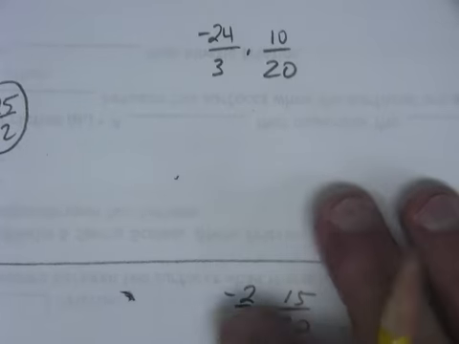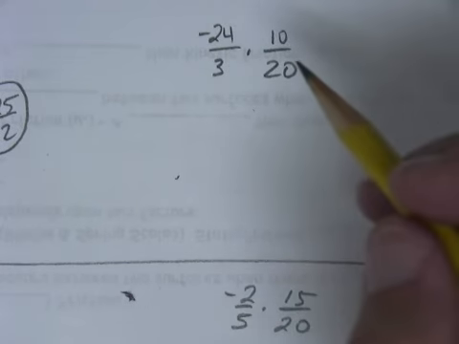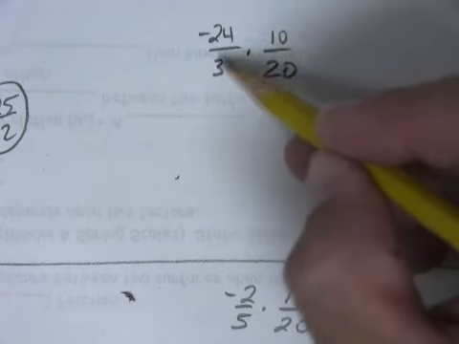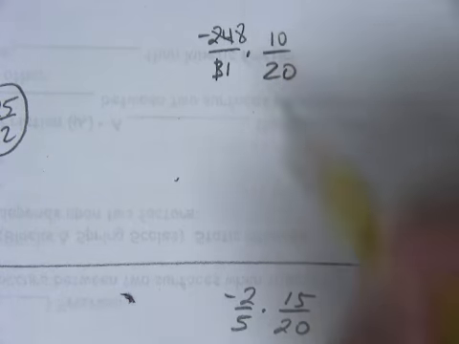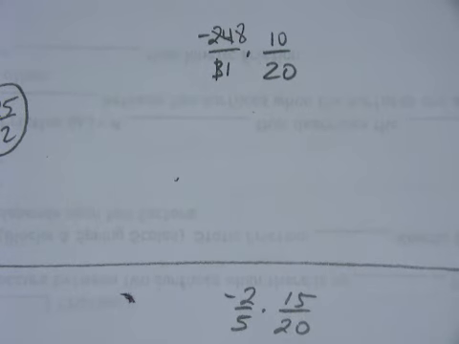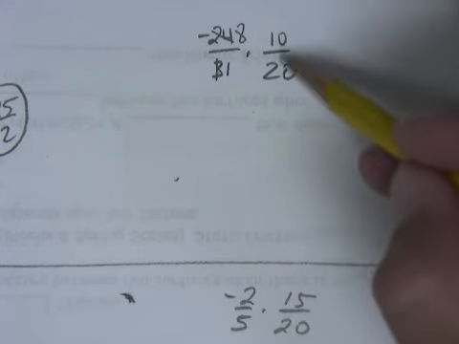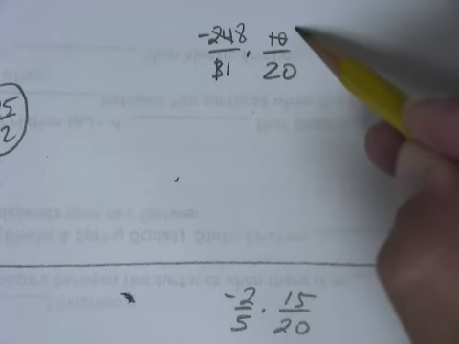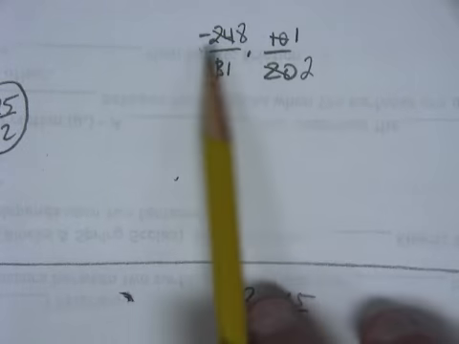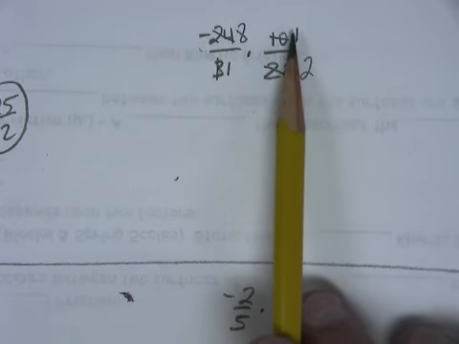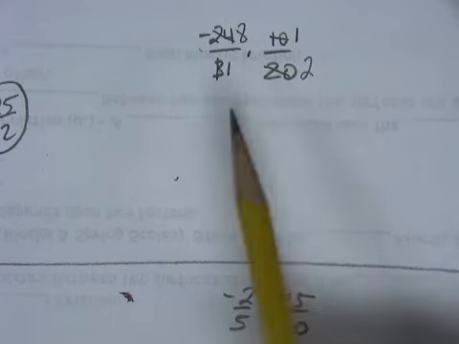All right, the last example, then we'll have you practice 2 of them. Seek to reduce. I can reduce 24 and 3. So 3 goes into both of those. 3 goes into 3 one time. 3 goes into 24 8 times. I can reduce 10 and 20. 10 goes into 10 once, and 10 goes into 20 twice. So now I've got negative 8 times 1, and 1.